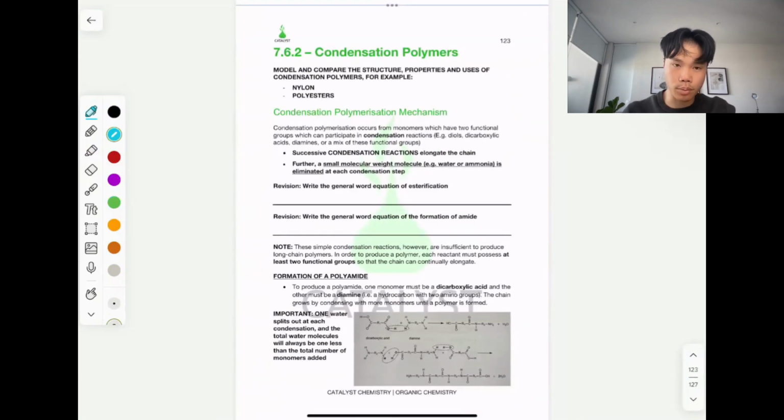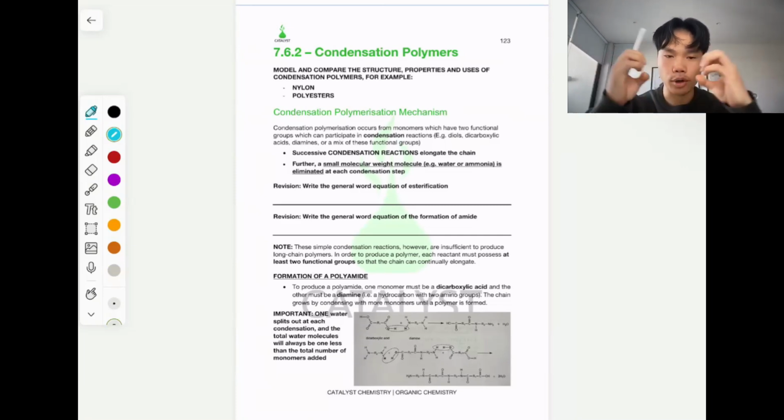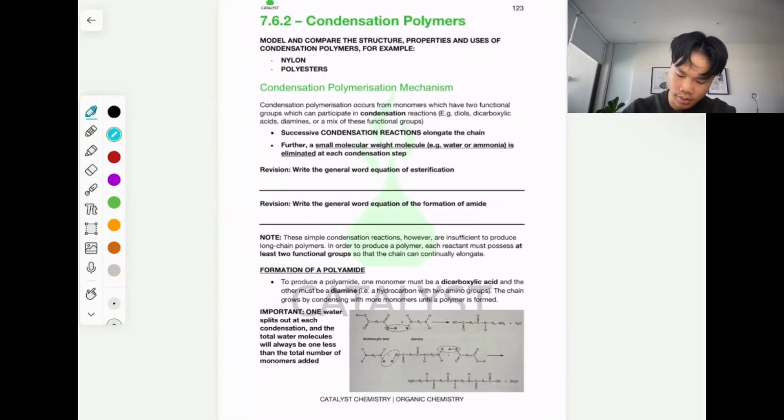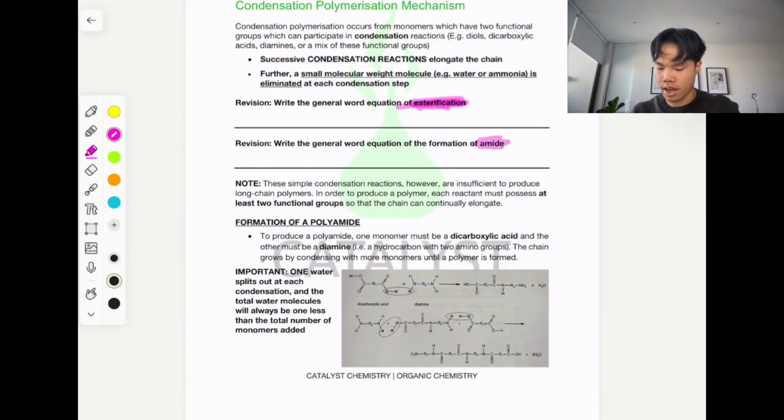Finally, condensation polymers. You have nylon and polyester. So you should know these are polymers that form through a condensation reaction where you're combining monomers together, which either have a carboxylic acid and alcohol on either end. That allows you to do esterification and make a polyester, or they have an amine and a carboxylic acid, which allows you to make an amide over and over again, hence polyamide.